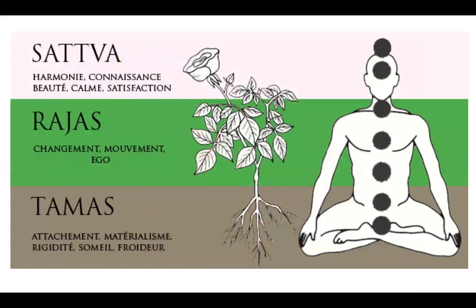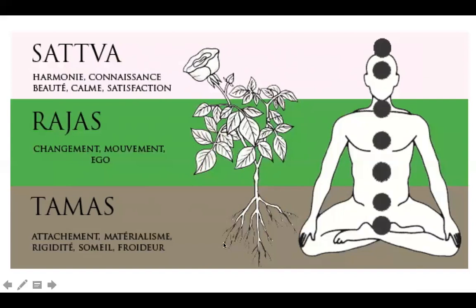You know, here's another graph to kind of show different qualities of sattva and how they manifest in matter. This is in French, of course. We have harmony, knowledge, beauty, calm, and satisfaction. That's sattva. Rajas is change, transformation, movement, and ego. Tamas is attachment, materialism, rigidity, sommeil, which means fatigue or tiredness, and froideur, which means kind of like a coldness.